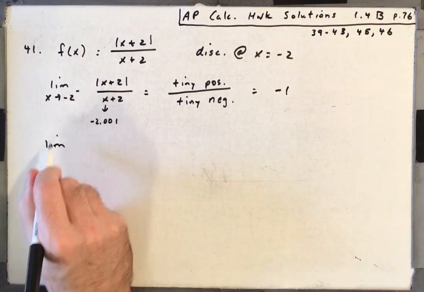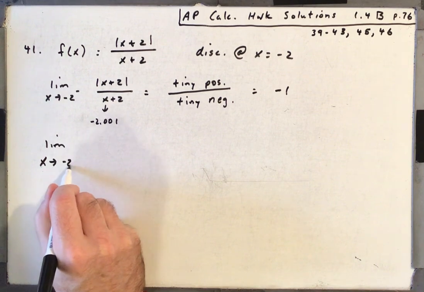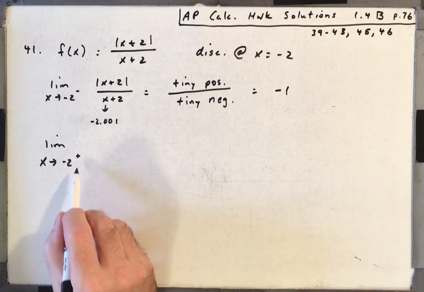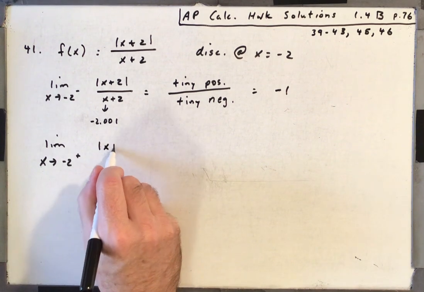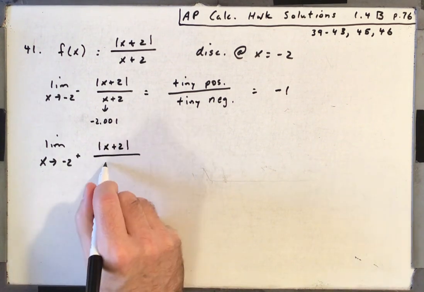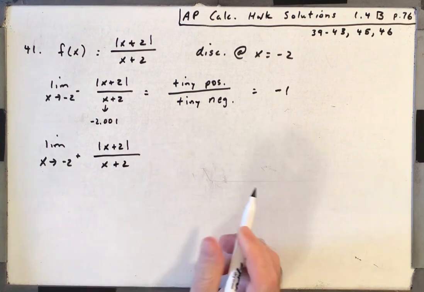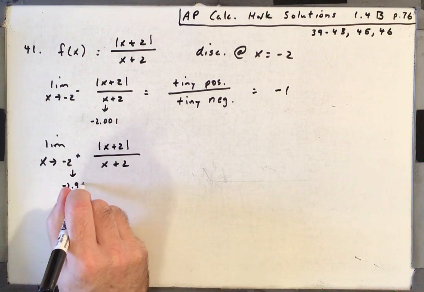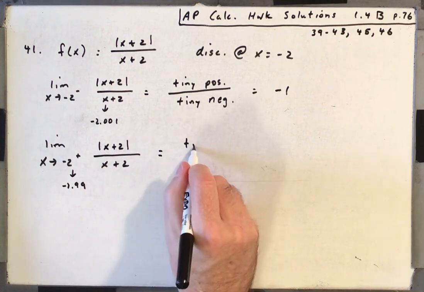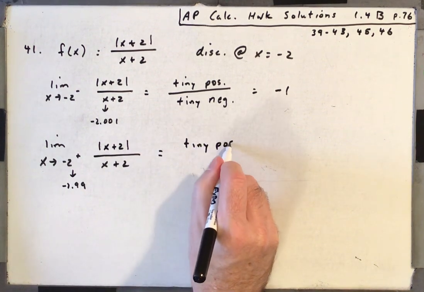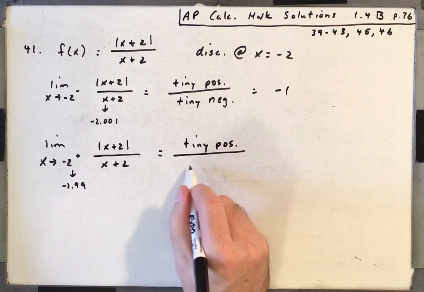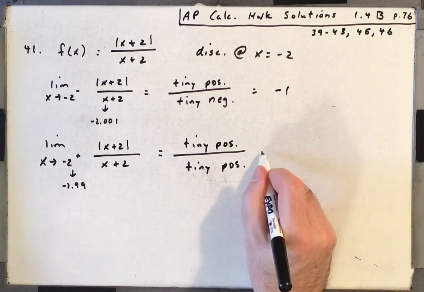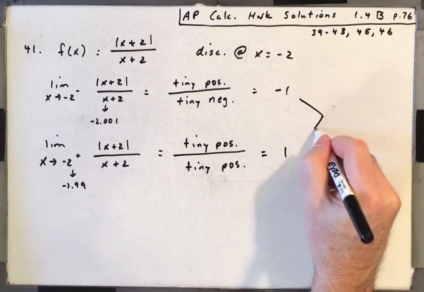And then let's take the limit as x approaches negative 2 from the right. So that's going to be a number a little less negative than negative 2, right? Of absolute value of x plus 2 over x plus 2. So from the right, it would be like negative 1.99. So we'd have a tiny positive on top. And on the bottom, you would also have a tiny positive, which equals 1. So they're not equal.